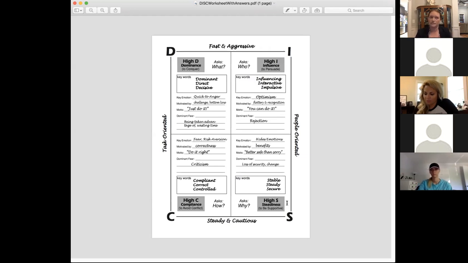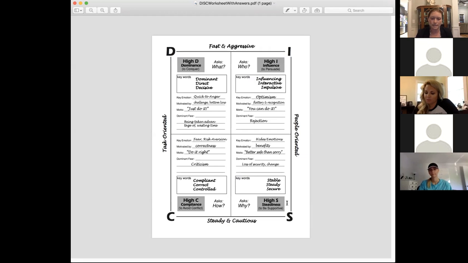What happens if I take this apart? What happens here, right? Or why? I keep asking what because I'm a high D. They're asking why it works, why it works together. Their motto is better safe than sorry, and their dominant fears are loss of security and change. So they may be a little bit more resistant. Like if you're working with a buyer or seller that is afraid of moving and they're really worried about the process, that's probably your high S coming out. They're worried about what happens if we move, what happens if things don't go right, that kind of thing.